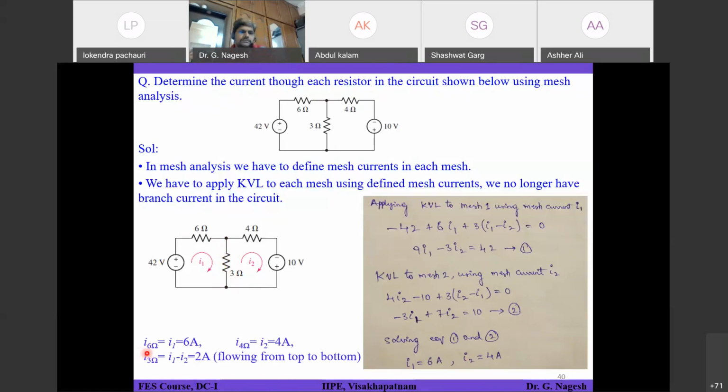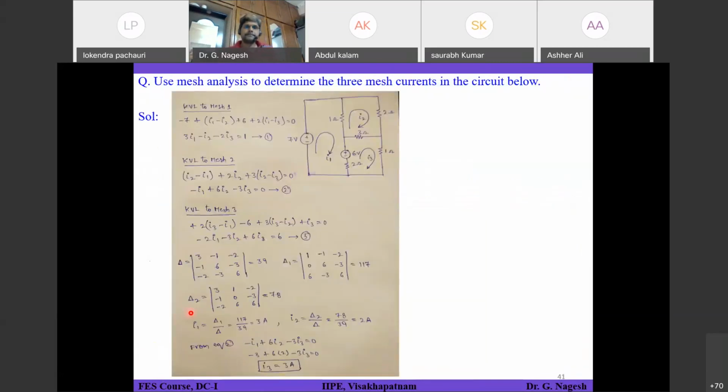Right. So I6 ohms is equal to I1, which is 6 amperes, I4 ohms is equal to 4 amperes, I3 ohms is equal to I1 minus I2, which is 2 amperes flowing from top to bottom. Is it clear? Once you find out the mesh currents by solving these two equations, you can find out the branch currents using this understanding. Okay. Is it clear? Yes, sir. So this is one more example.